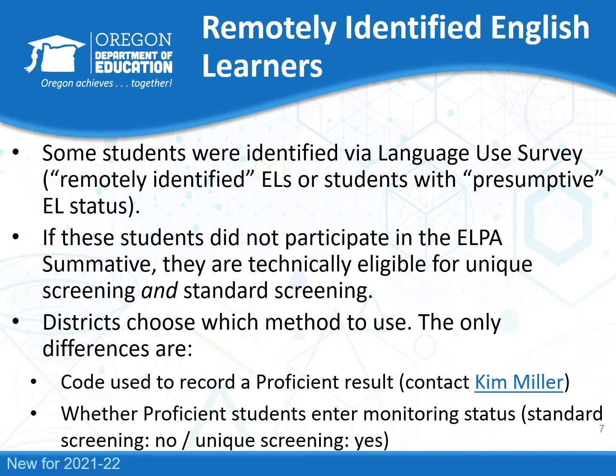For remotely identified English learners who score proficient, standard and unique screening differ in terms of which code is used to report the outcome in EL data collections and whether the student enters monitoring status. A remotely identified English learner who is proficient after initial screening does not enter monitoring status. A remotely identified English learner who is proficient after unique screening does enter monitoring status. For a list of codes and when to use each, please contact Kim Miller on our Federal Systems team.